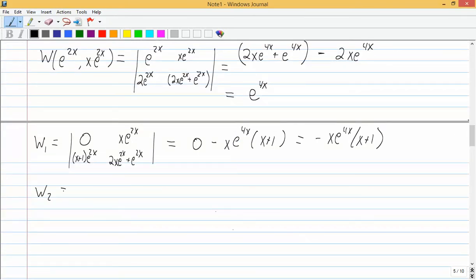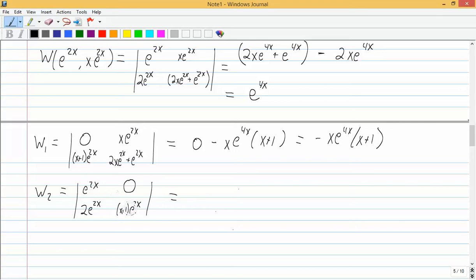Wronskian sub 2, remember you have y sub 1 prime, so e to the 2x, 2e to the 2x. Then you have 0 and f of x. Our f of x is the same. It's x plus 1 times e to the 2x.